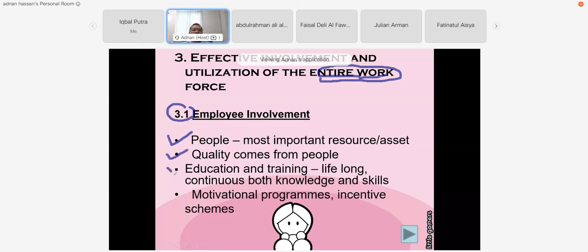Education and training is very important. So when we are talking about quality, we must talk about programs related to promoting quality, motivational and incentive schemes, and so on. So remember that TQM promotes employee involvement. We cannot have a quality system without the involvement of everyone in the organization.